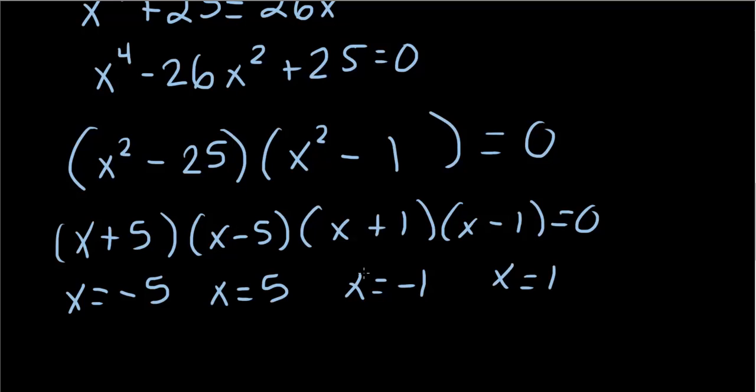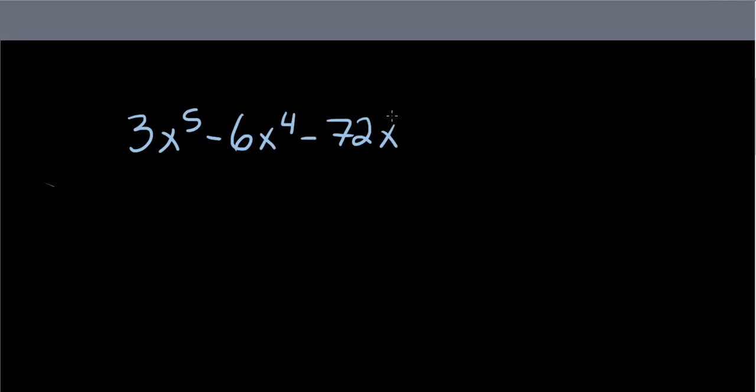We're going to try one more. We're going to try 3x to the 5th minus 6x to the 4th minus 72x to the power of 3 equals 0. So first I'm going to see if there is anything in common amongst all of them. And yes, every single one of these terms is divisible by 3, and each term has at least 3 x's. So the greatest common factor is 3x to the power of 3.